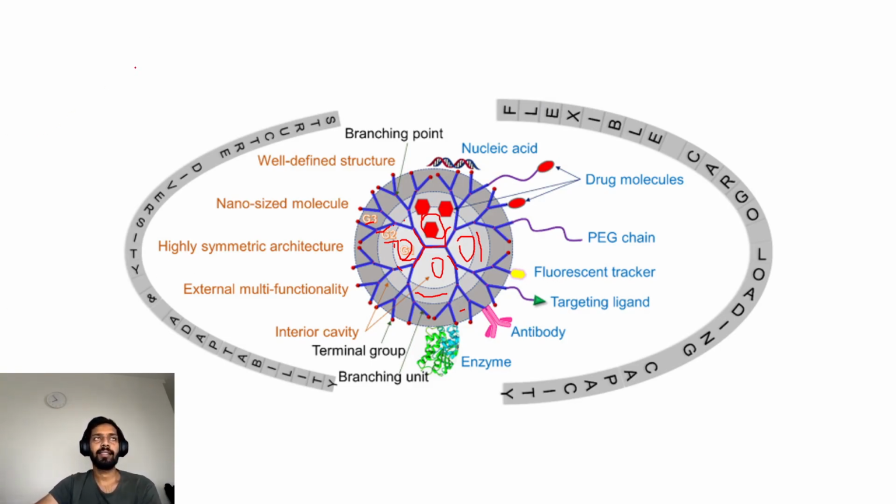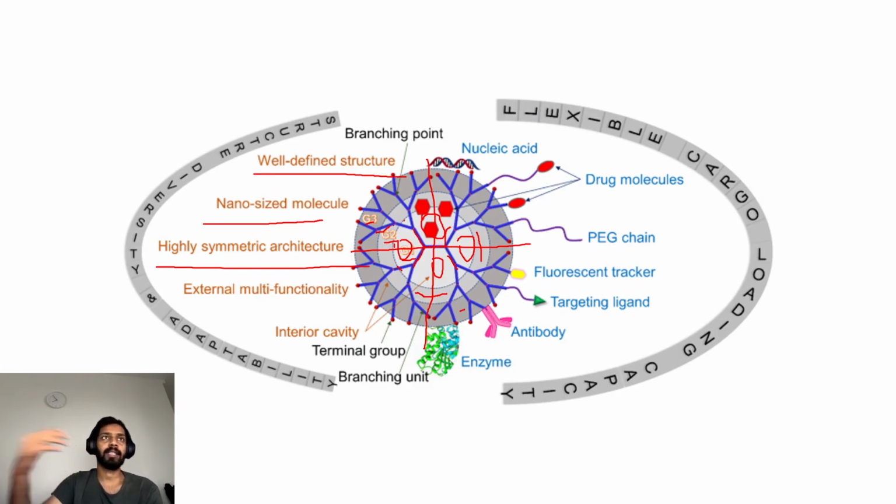And there are several key features of dendrimers. So they're very well defined structures, nano-sized molecules. They're highly symmetric in architecture. So bilateral symmetry, quadrilateral symmetry. So they're very highly symmetric. So this is also a line of symmetry. This is also a plane of symmetry, so on and so forth.